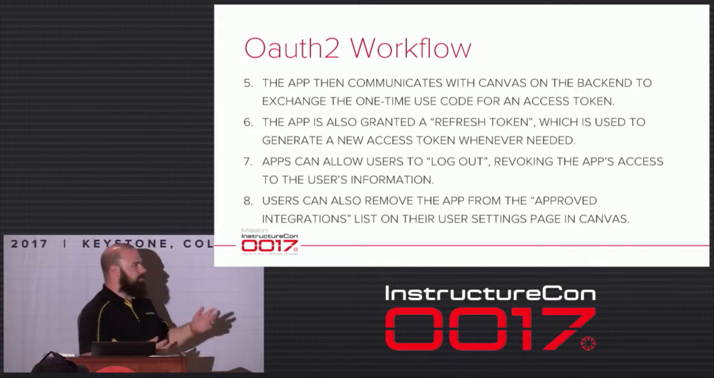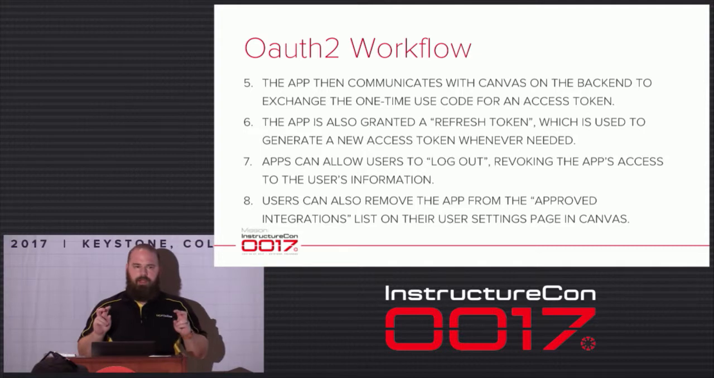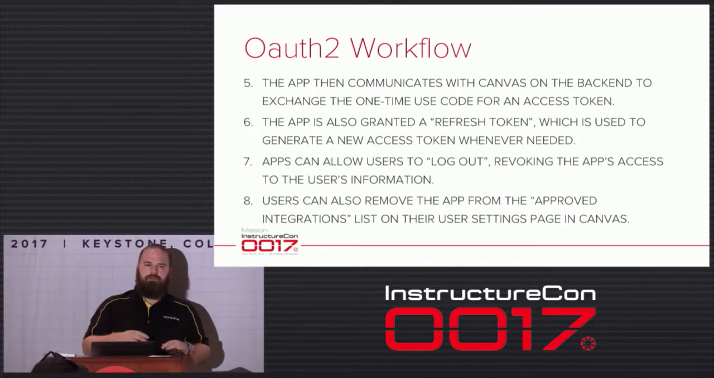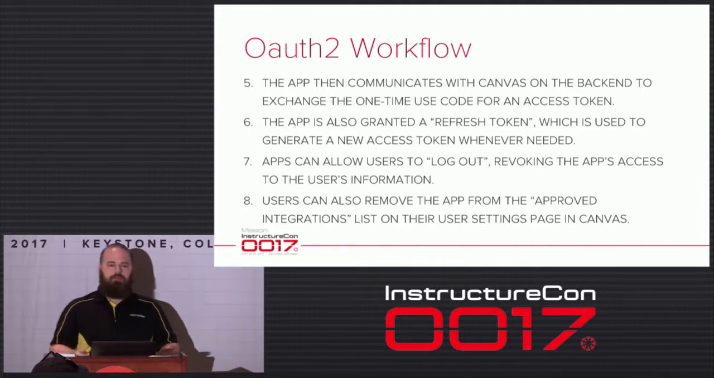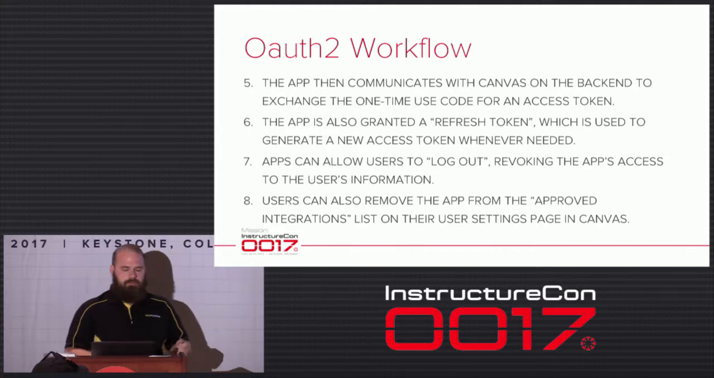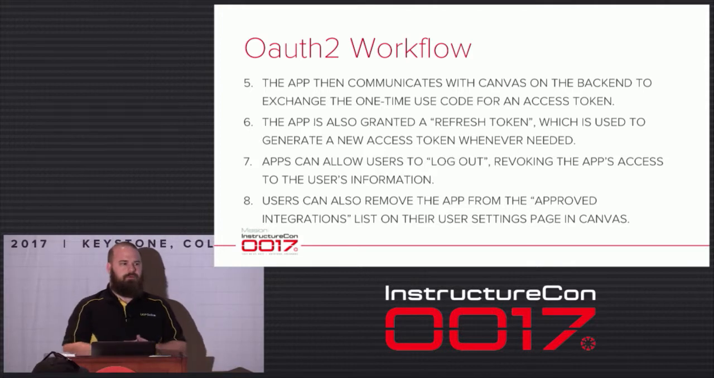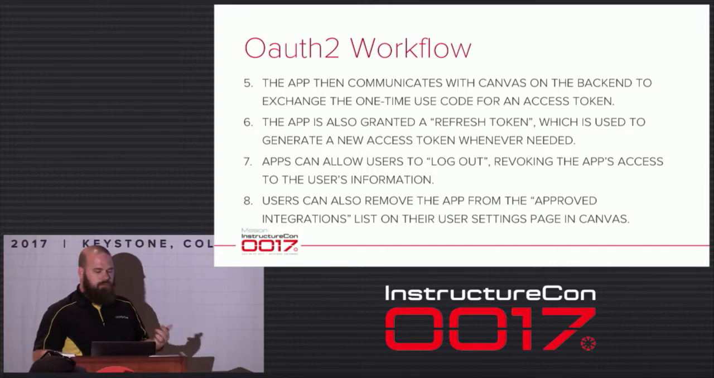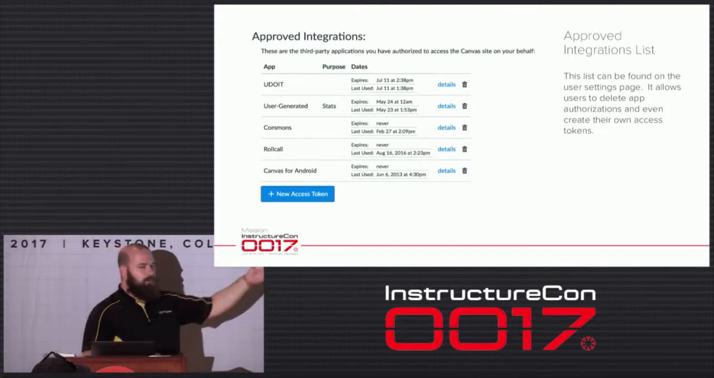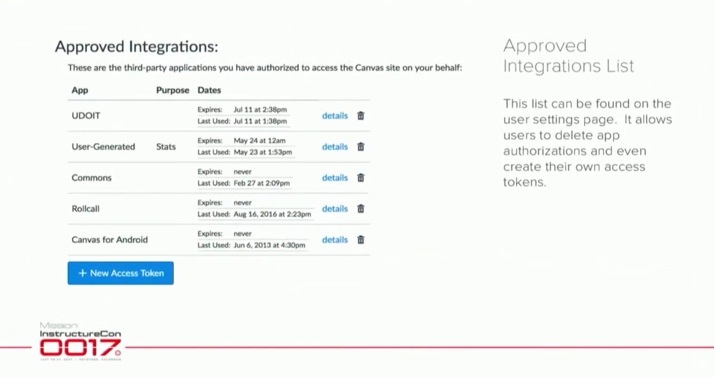So there are some options, though. Apps can allow users to log out, meaning that it will delete that authorization, and whatever access keys were granted are no longer viable, and that kind of thing. Users can also manually remove the app from their authorizations if they don't want to use that service anymore, or they, I don't know, got weirded out by it somehow. And they can go to their approved integrations list on their user settings page, which is what I was talking about earlier. This is where you would create your own access token. So all they have to do is just click the trash can icon next to it, and it removes the app authorization.